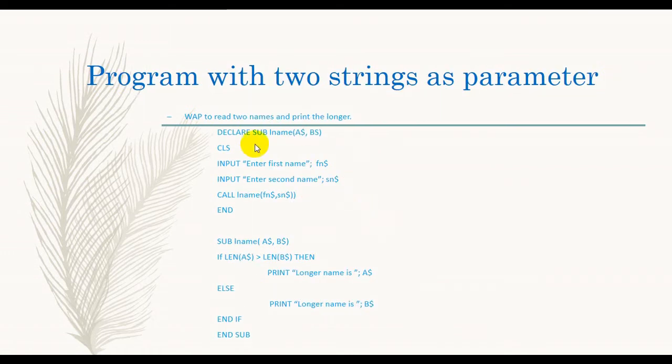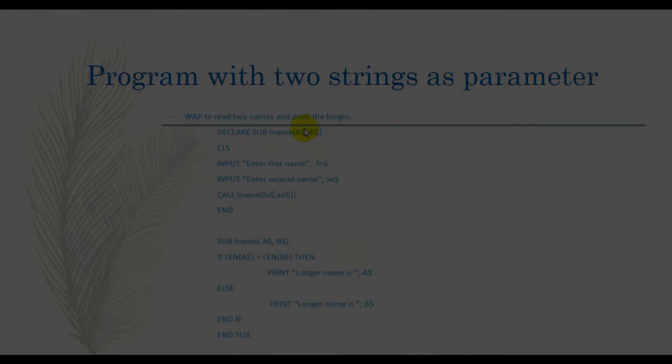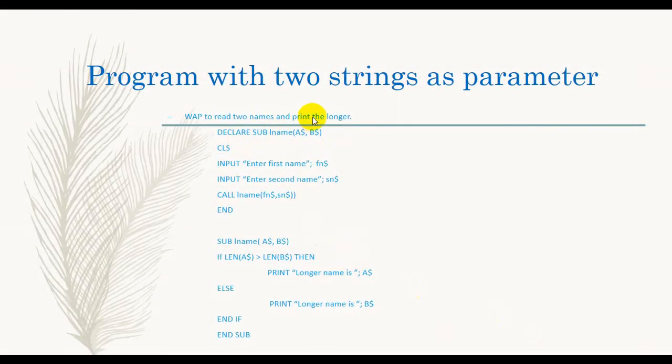So let's see one another example. We have to read two names and print the longer. So two string variables, as two names are to be taken as input, and as it needs to print the longer one, that means as it is going to give the longer name as output, I had given here the name LNAME, that resembles long name, whatever you can give. Okay, so input first name, input second name. So fn$ and sn$ are the two variables which are accepting the value given by the user.